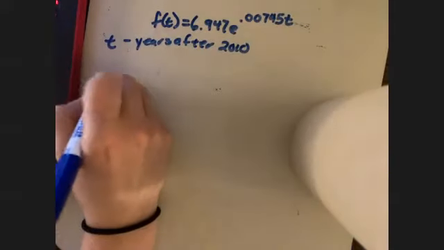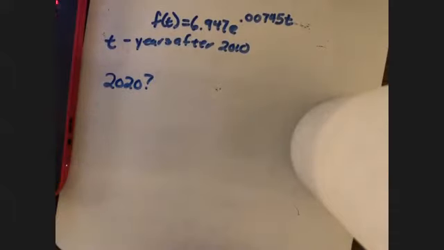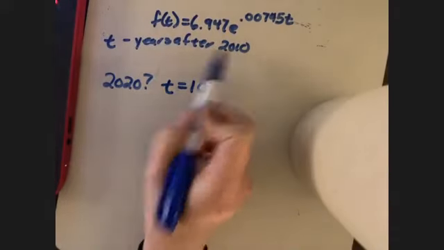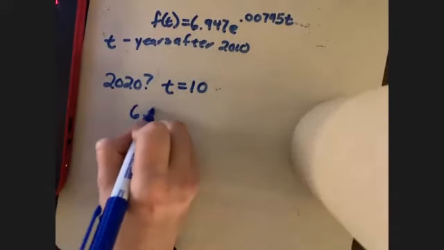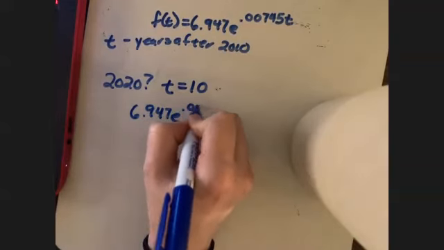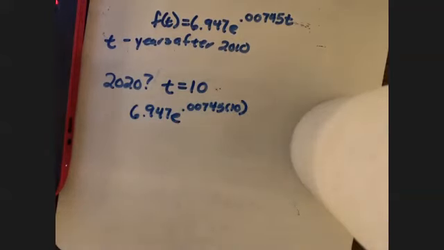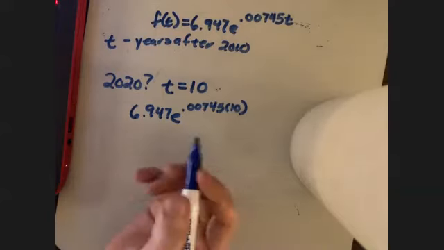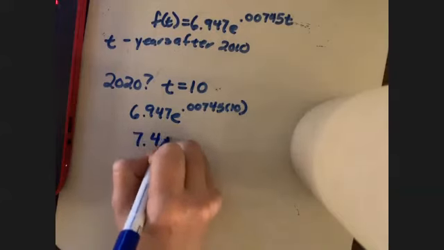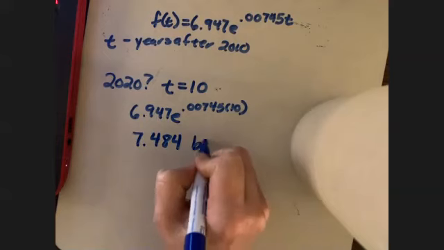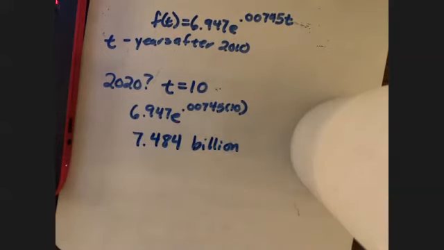Okay, so they asked, what is the population going to be in 2020? Guys, this is just a straight plug-in. This is going to be that t is 10 because 2020 is 10 years after 2010. So this is 6.947 e to the 0.00745 times 10. Guys, that is a straight calculator plug. There is nothing special about that one. Okay, and we get 7.484, based on the fact that they did 3 decimal places here and I did 3 decimal places here. So that is the estimate for 2020.